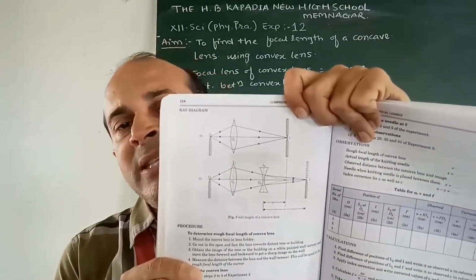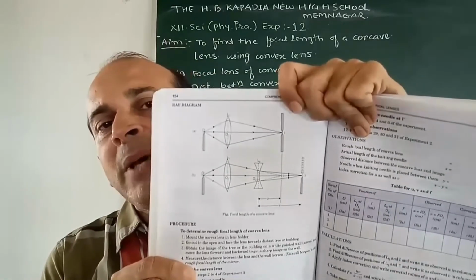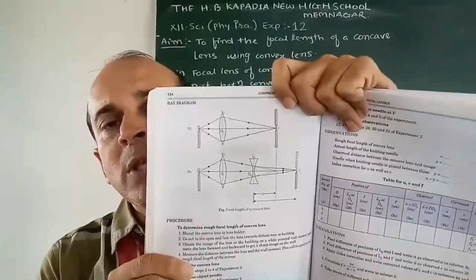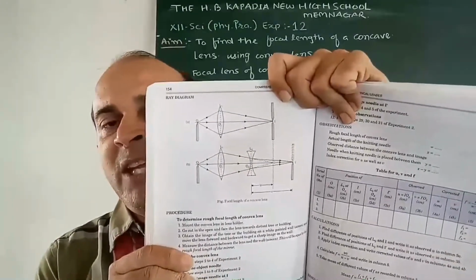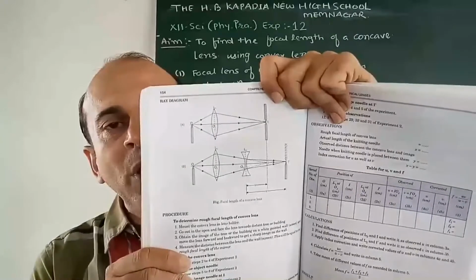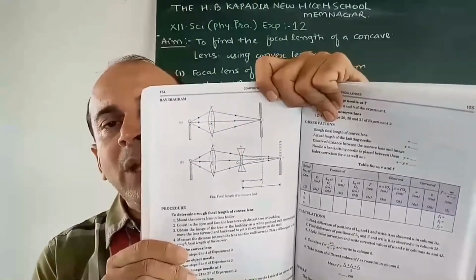Can you see this, beta? The page number may be different for different books, but this is a figure, or you can say a ray diagram. Let me arrange the apparatus and find out the focal length of the concave lens.